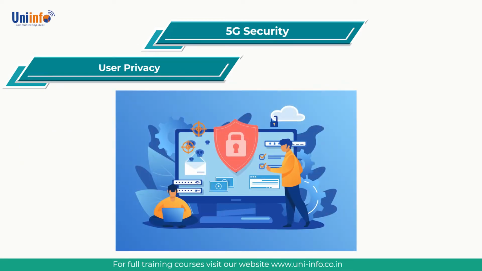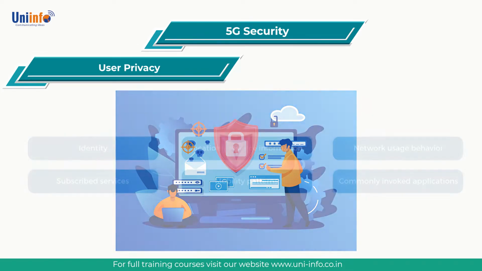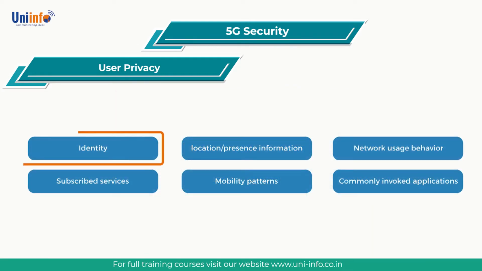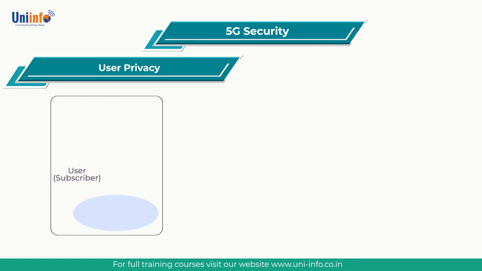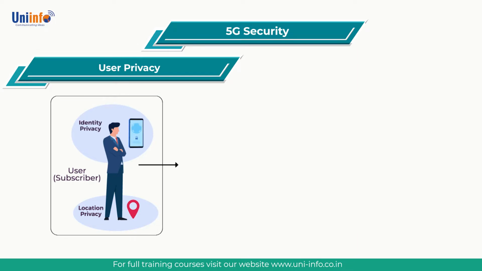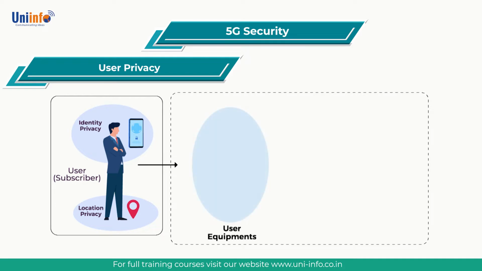The 5G system must provide security mechanisms for protection of a variety of trusted information regarding humans as well as for machine users. For example, identity, subscribed services, location or presence information, mobility patterns, network usage behavior, commonly invoked applications, etc. 5G technology would also offer customized network services for consumers by realizing the characteristics of particular services. Thus, the service requirements in the 5G network may vary from service to service.